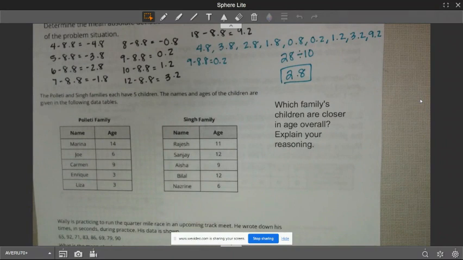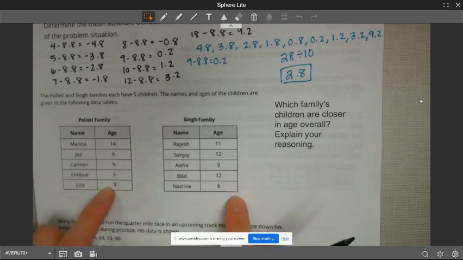So the Paletti and Singh families each have 5 children. The names and ages of the children are given in the following data tables. Which family's children are closer in age overall? Explain your reasoning.